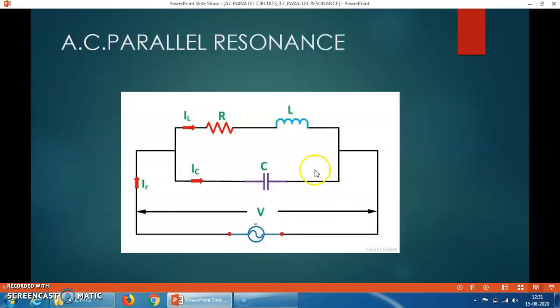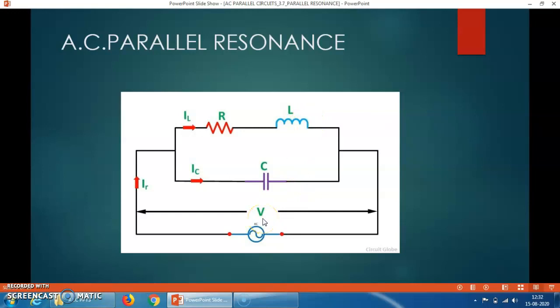So what is IL? IL is the current flowing through the inductive branch, or you can say the current flowing through R and L, the coil. Here an inductor is present, so it forms an RL series circuit. The current flowing through the RL branch always lags behind the voltage by an angle of phi L.